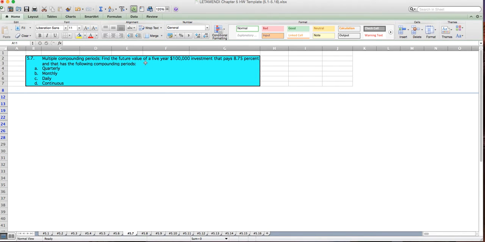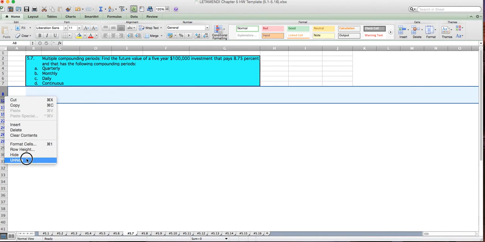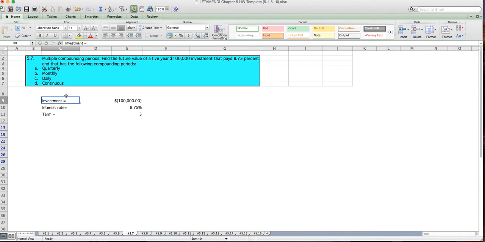Find the future value of a 5-year, $100,000 investment that pays 8.75% and that has the following compounding periods. So this is a 4-part question. Quarterly, monthly, daily, continuous. Not hard. So let's isolate the given.